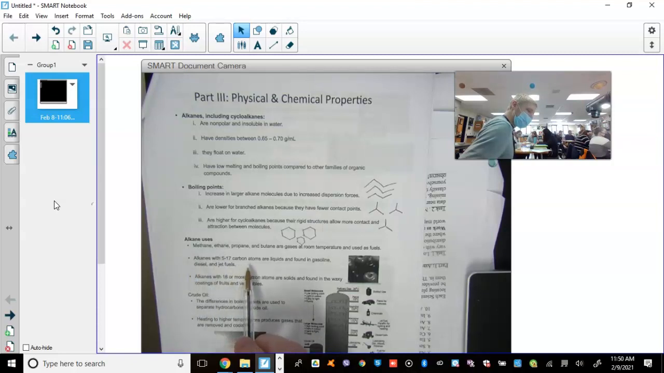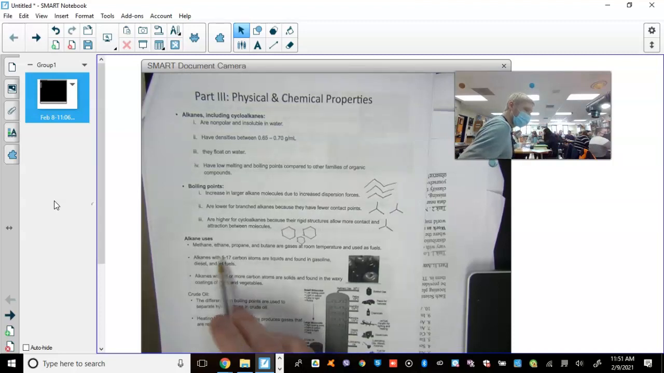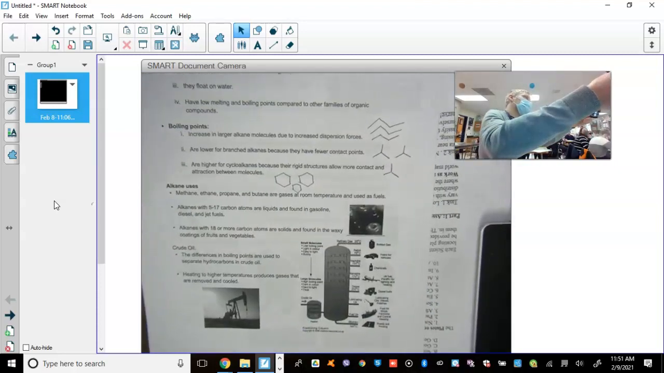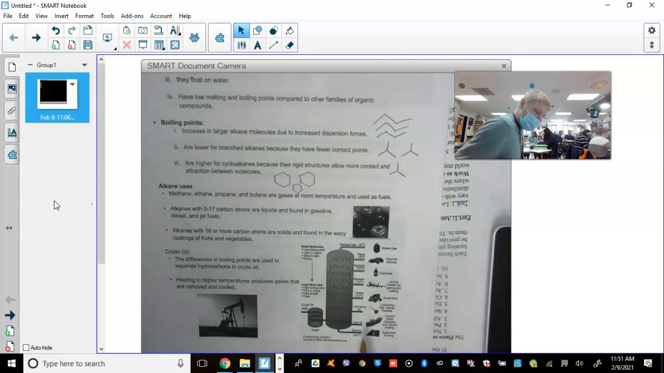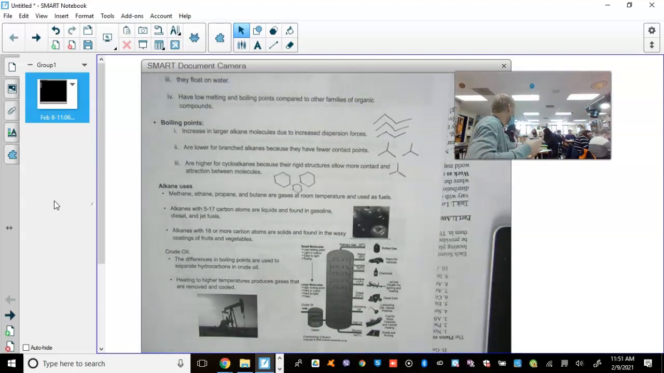All right, alkanes with 5 to 17 carbon atoms are liquids and found in gasoline, diesel, and jet fuels. So once you go beyond the gases and start becoming large enough to be a liquid, then it's used in fuels. All right, and we got a little picture right here showing different uses of crude oil, and you can probably see it better on your actual sheet in front of you. But one of the reasons gasoline always jumps up in price is because there's not many refineries in the U.S. which allow us to take crude oil and make it into gasoline. So when there's a refinery that's down, then the gas price will shoot up.